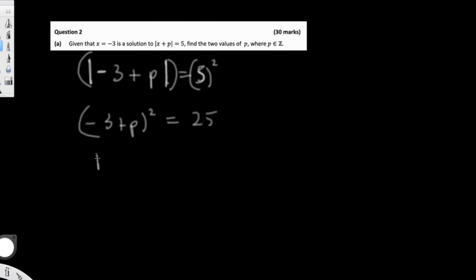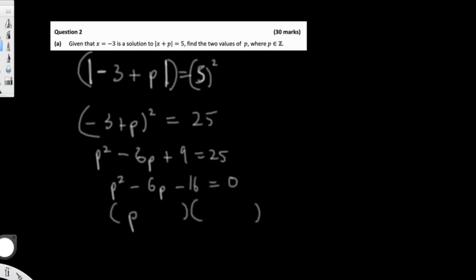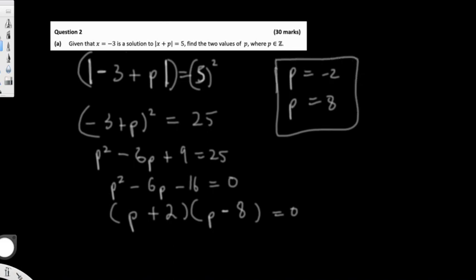So that would be p squared minus 6p plus 9 is equal to 25, and then we bring this across. So p squared minus 6p minus 16 is equal to 0, and then if we take brackets, p and p, two numbers that multiply to give -16 and add to give -6. It's going to be 8 and 2, with the 8 being minus and the 2 being plus, equal to 0, and this gives us p is equal to -2 and p is equal to 8 as our two answers if we do it that way.